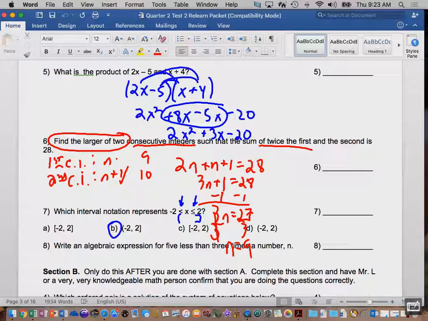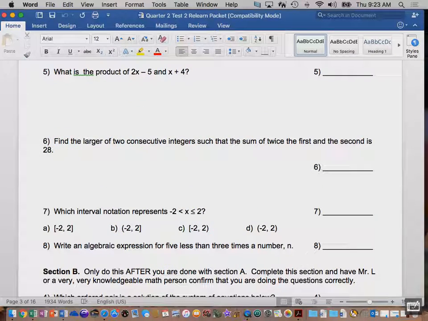And then write an algebraic expression for 5 less than 3 times the number n. Remember the song that goes to Tom Joad. Last shall be first, first shall be last. Anytime you see less than, we know it's going to be minus. 3 times the number was last, it's got to be first. And the 5 was first, it's got to be last. 3n minus 5. So that is part 2. Again, algebraic questions in the part 1 of your work.